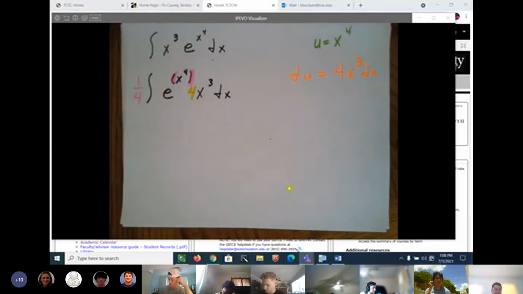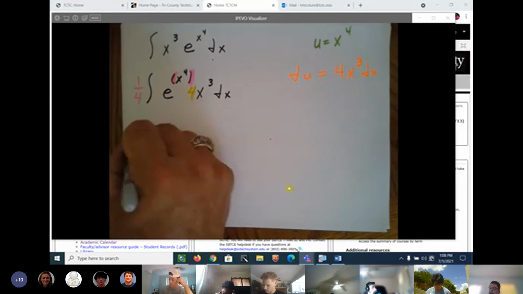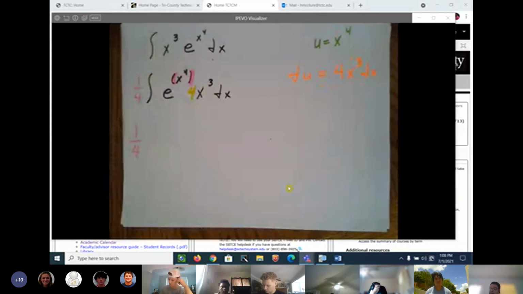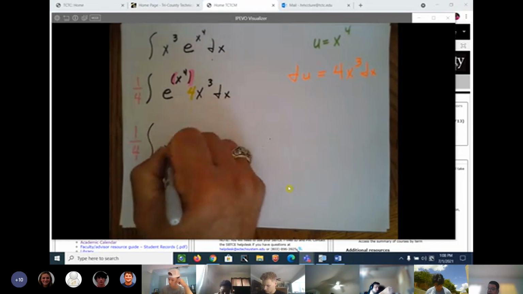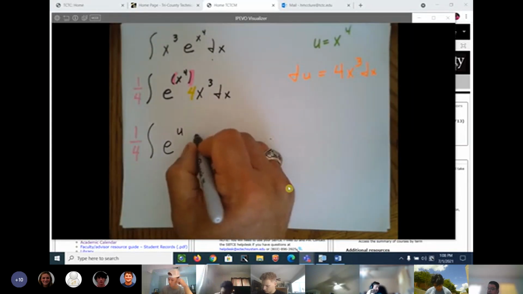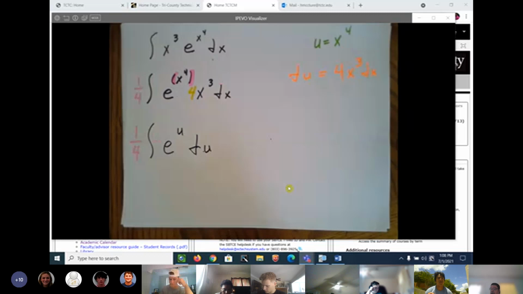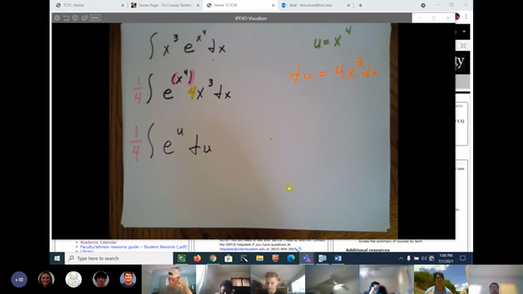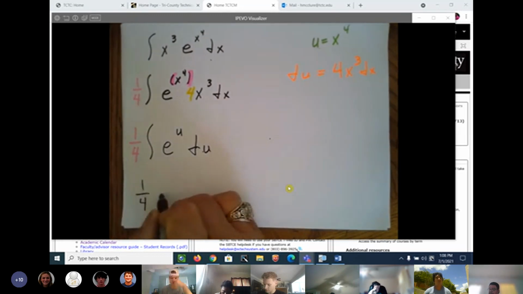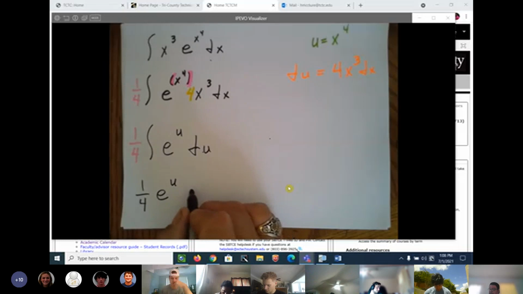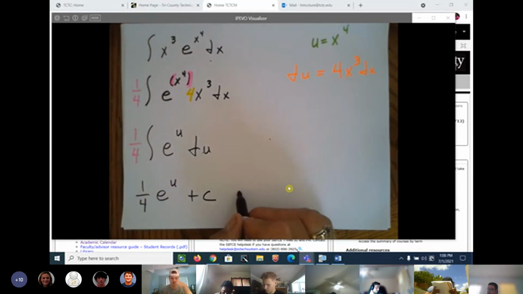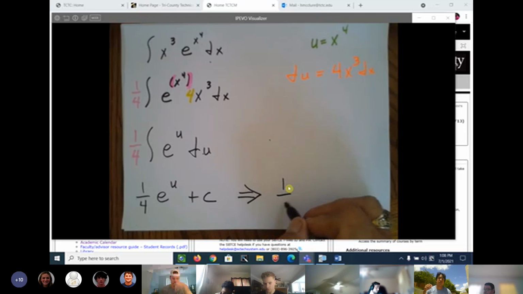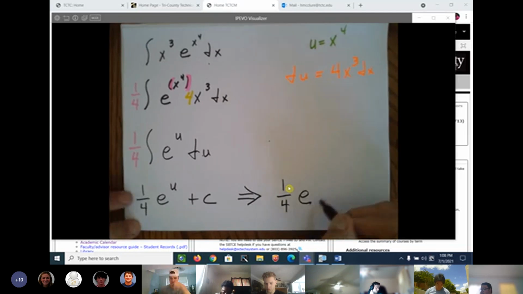Now we have 1/4 antiderivative of e to the u du. And somebody tell me what the antiderivative of e to the u is. E to the u. So our answer is 1/4 e to the u plus c, which is 1/4 e to the x to the fourth plus c.